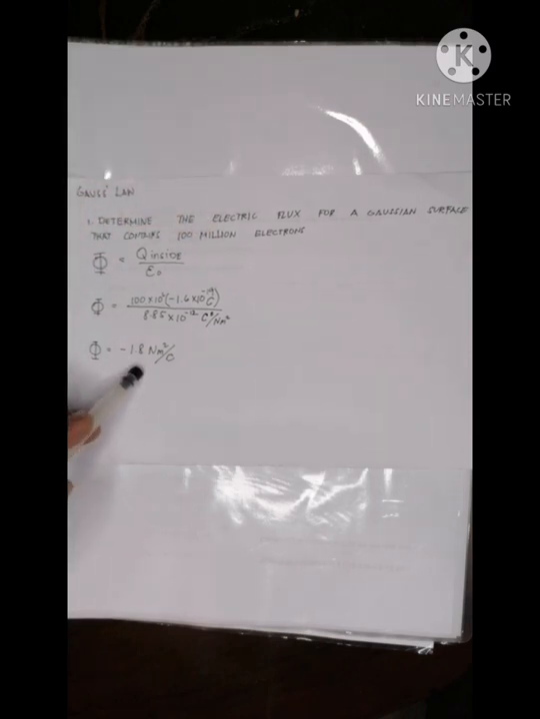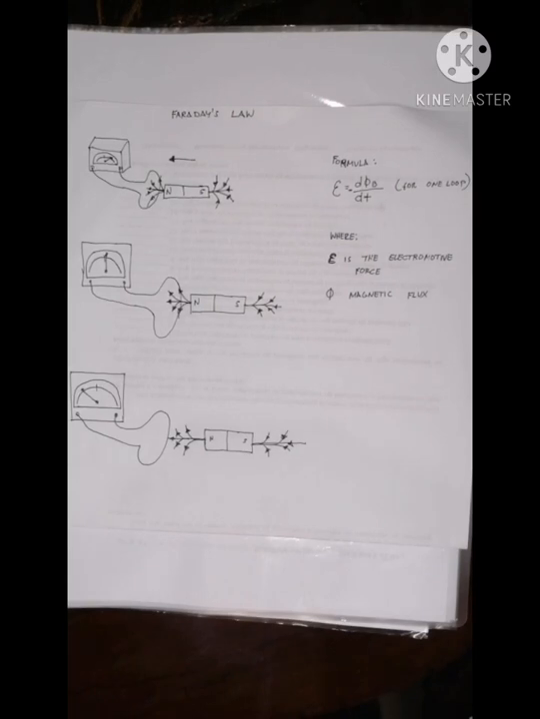This means the total electric flux of our charges of 100 million electrons would be negative 1.8 Newton meter squared per coulomb. So now, we move to the second equation, which is Faraday's law.